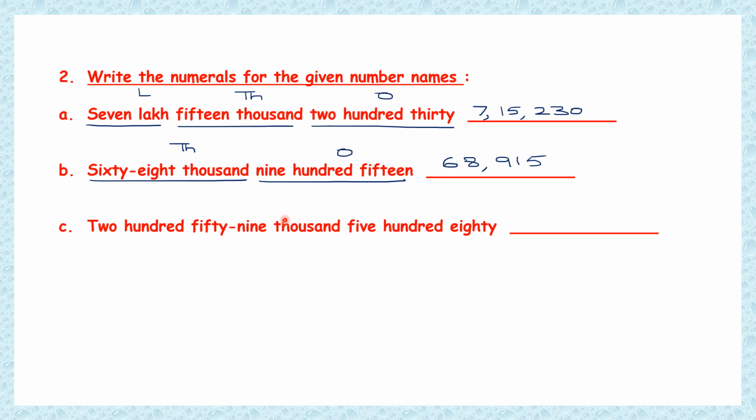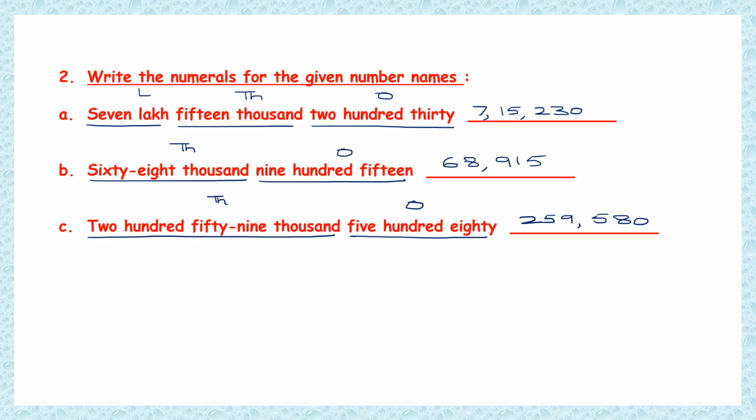259,000. So we have a thousand here. That means this whole thing is in the thousands period. 259 is in the thousands period. 580 is in the ones period. So let's write this. 259, and let's put a comma and then 580.